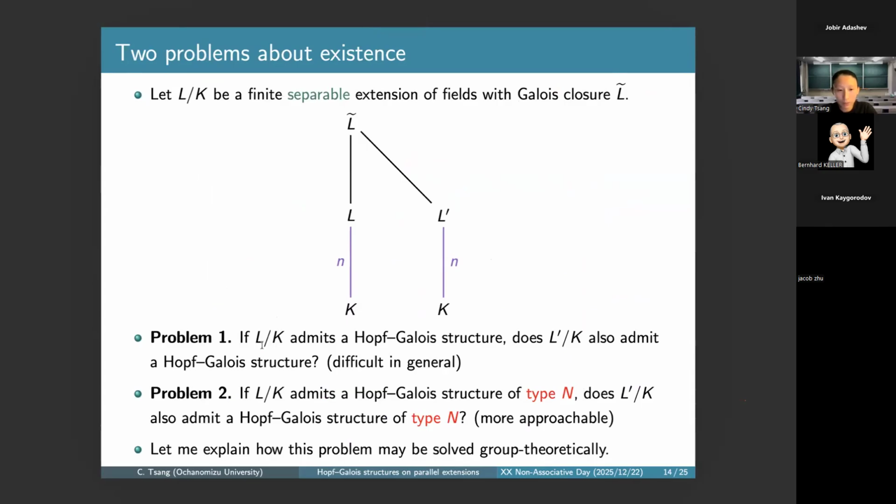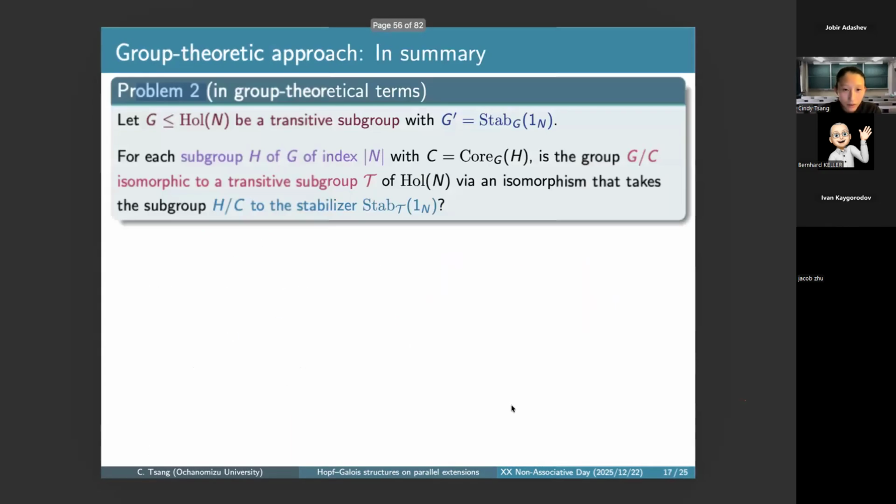Problem 1, if we don't fix the type in advance, one can still reduce to a group theoretic problem in the exact same way. The only difference is that if we're not fixing the type in advance, and we're just asking for the existence of a Hopf Galois structure of some arbitrary type, then instead of the same group N, we'll have to consider this question for all groups, let's say M, of the same order as N.